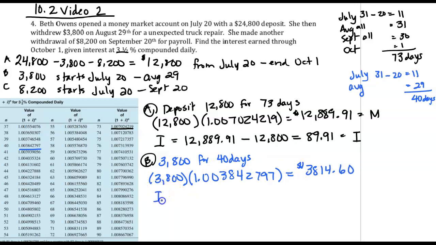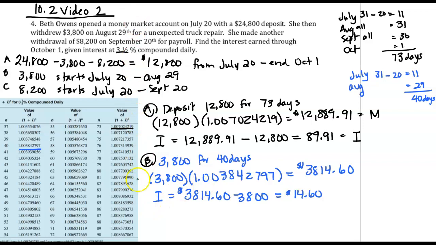Let's go ahead and find the interest. Again, the difference in the maturity value and the amount invested gives us an interest of $14.60 for the second portion.